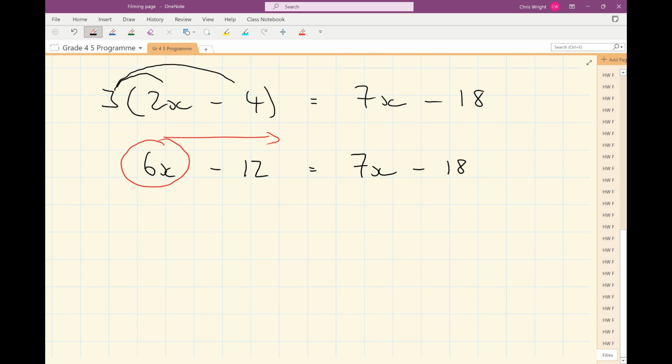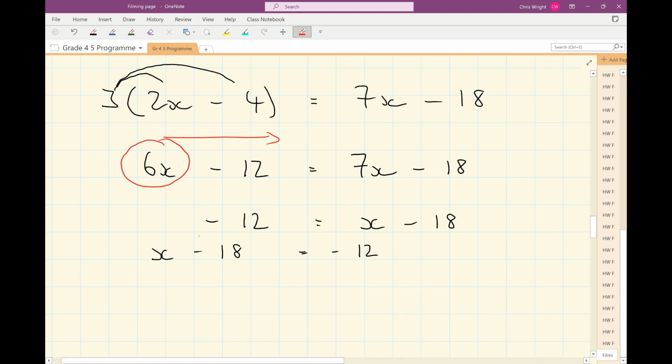Now, when I float and ping that minus 6x, be careful because I've got minus 12 remaining on the left, and that's going to equal 7x minus 6x is just 1x, so just x minus 18. Swap it around. x minus 18 equals minus 12. Let's float and ping that minus 18. So x will be minus 12 plus 18. You can always use your calculator. Minus 12 plus 18 is 6.